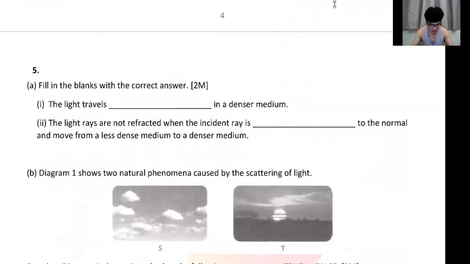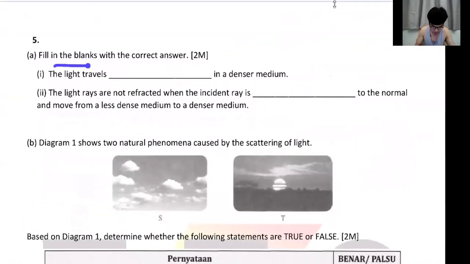Okay, next one. Number 5, fill in the blanks with the correct answer. Light travels, okay, whatever. Light travels in a denser medium, denser means very crowded, so slower. Okay, lebih perlahan.